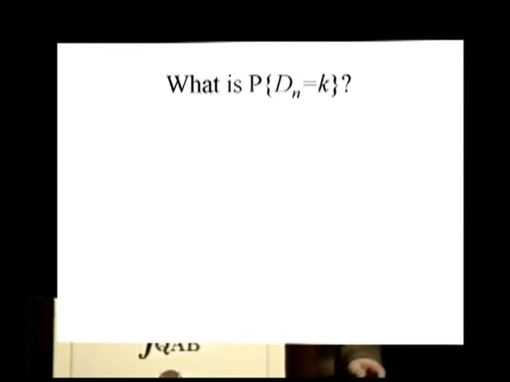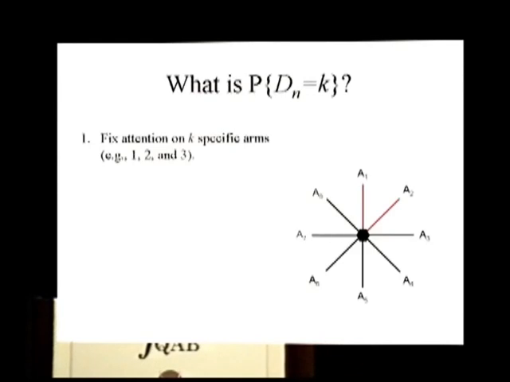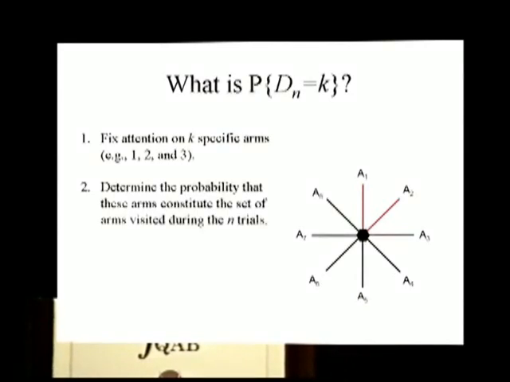The solution goes like this. We're going to break the problem up, give examples and see if we can see where we're going. I don't have a recipe for this part. Fix attention on k specific arms, for example, on arms 1, 2, and 3. Determine the probability that these arms constitute the set of arms visited during the n trials.